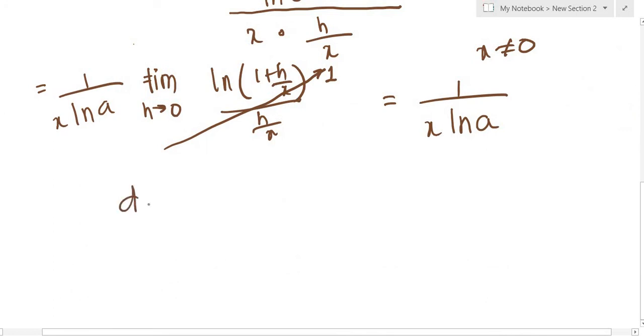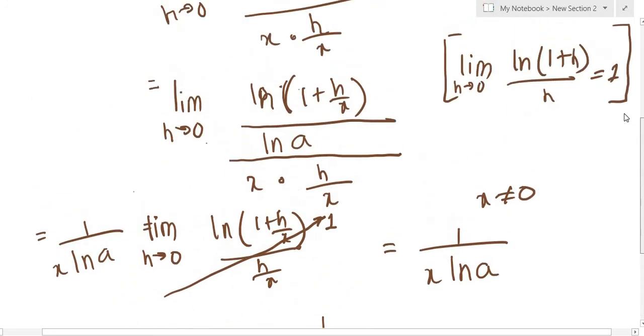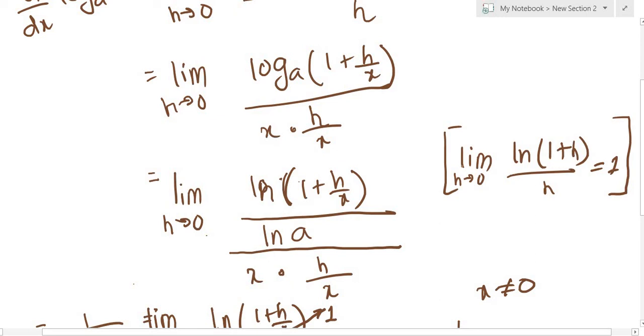Let me properly write it down. D over dx of log to the base a of x is equal to 1 over x times the natural log of a.